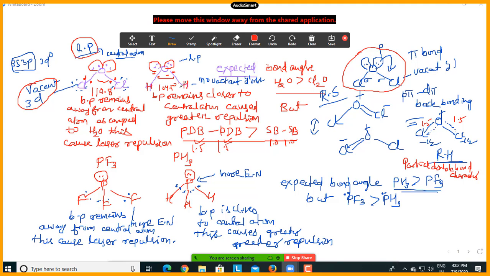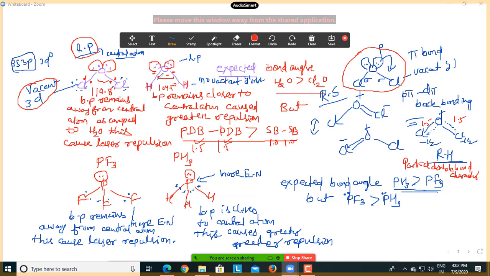So I will tell you what are the conditions for formation of back bonding. How do you know when back bonding will occur and when not? Those things I will tell you, but I am just explaining the reason behind why the bond angle in one compound is more than in the other. That reason I told you. Okay. Let's go to the second question, question number 2.